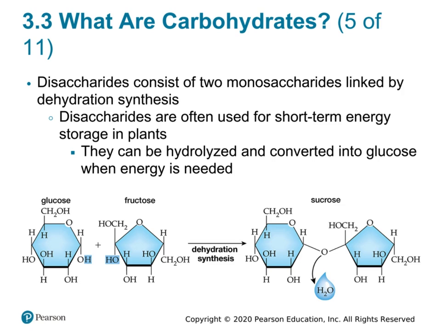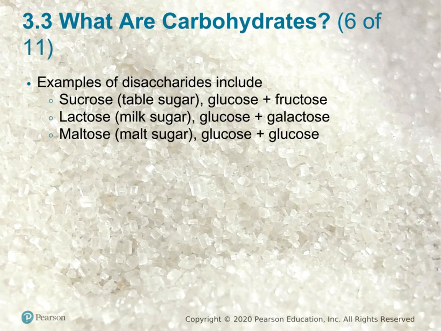When we look at disaccharides, we're really just looking at two monosaccharides linked together. They're linked together by dehydration synthesis, and they're converted back into glucose if needed by hydrolysis. But dehydration synthesis allows for the initial linking of different monosaccharides. So here are some examples of disaccharides. A glucose and a fructose covalently bonded together is sucrose, which is table sugar. Lactose or milk sugar is just glucose and galactose bonded together. And two glucose molecules covalently bonded is maltose or malt sugar.